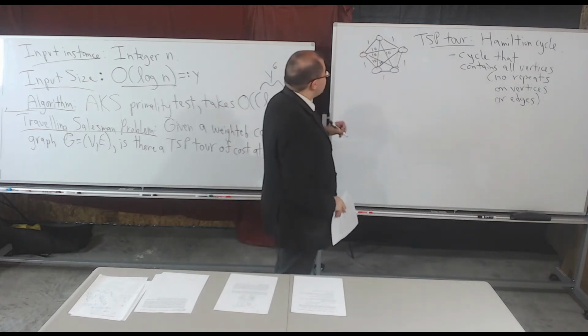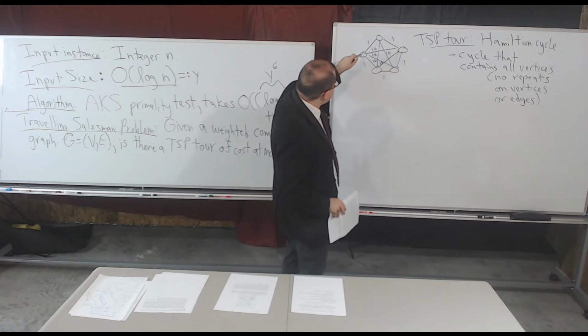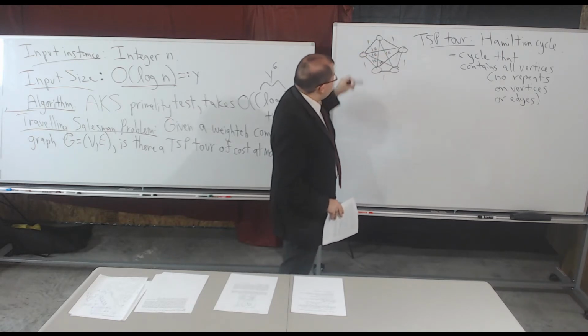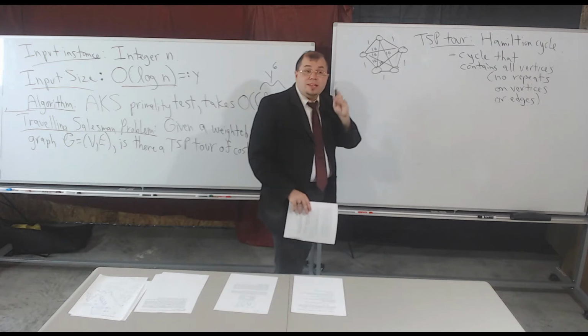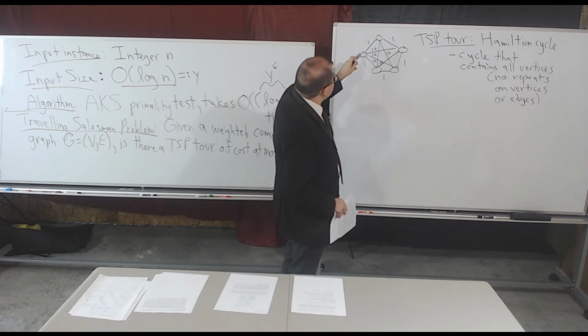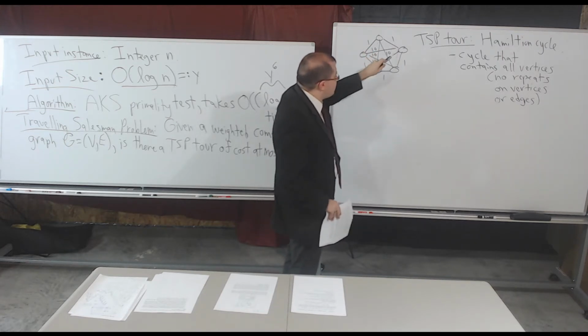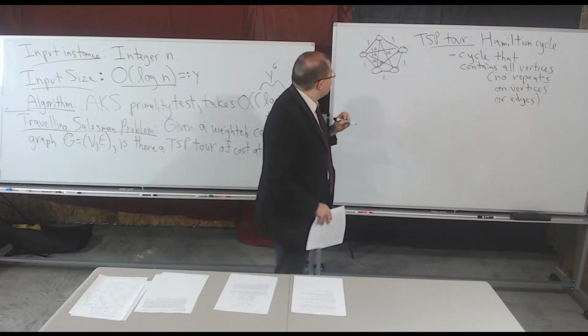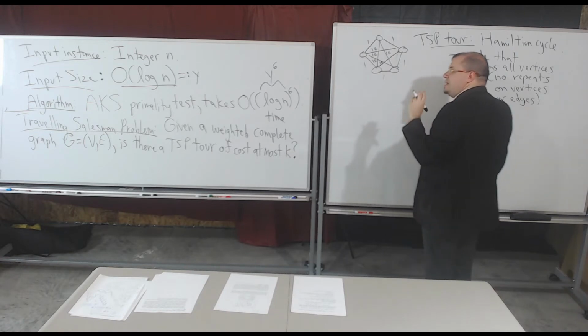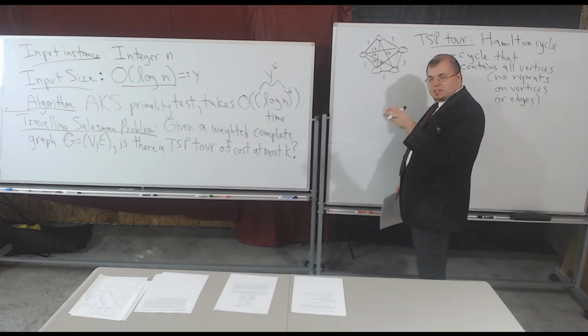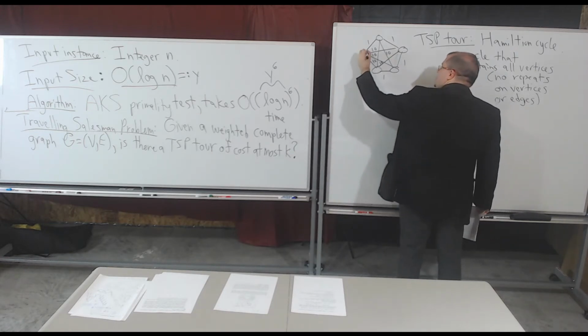So a Hamiltonian cycle, for example, could consist of me going around the outer perimeter. Notice it goes all the way, it goes through every vertex. There's no repeats on the edges, nor are there on the vertices. So I don't go backwards onto another edge or another vertex. Now, the outer perimeter happens to also be the one with the cheapest TSP tour, is this outer perimeter here.